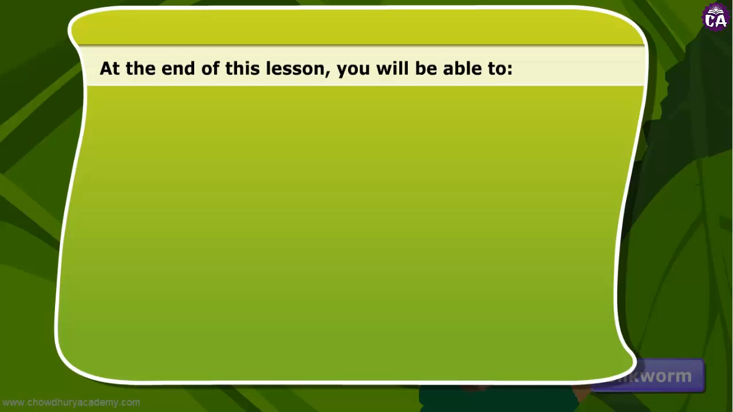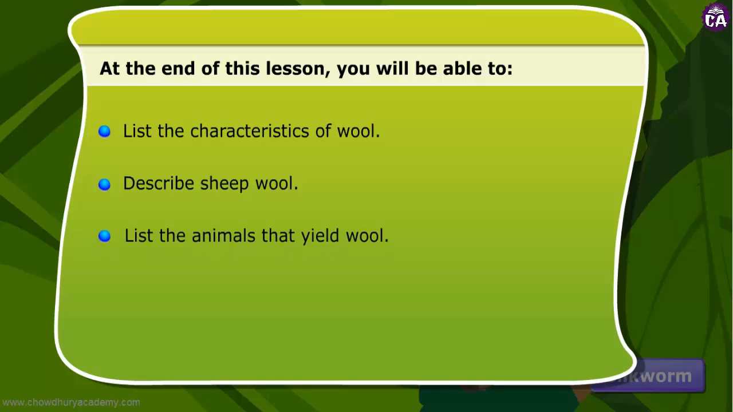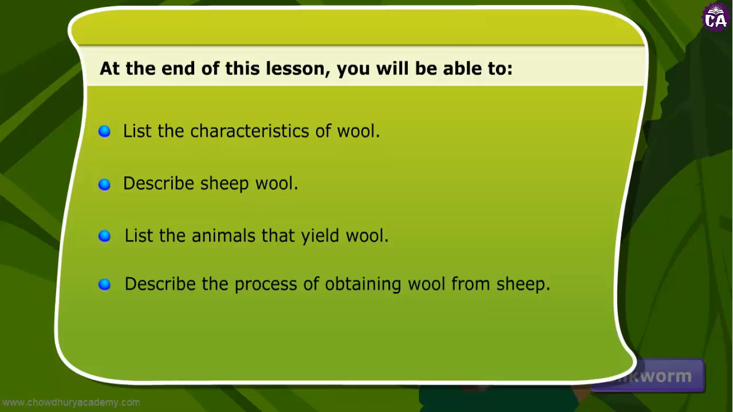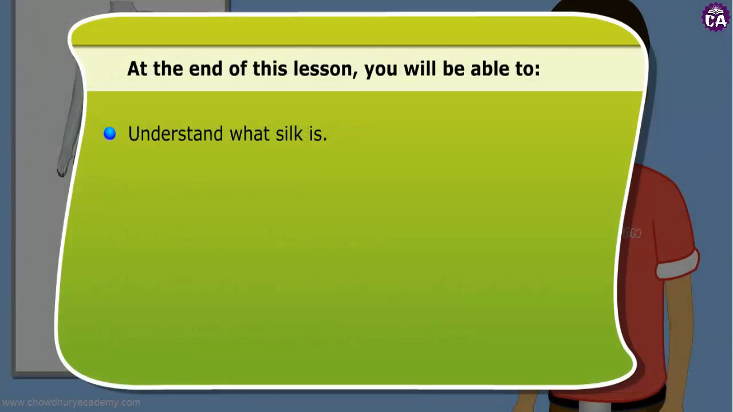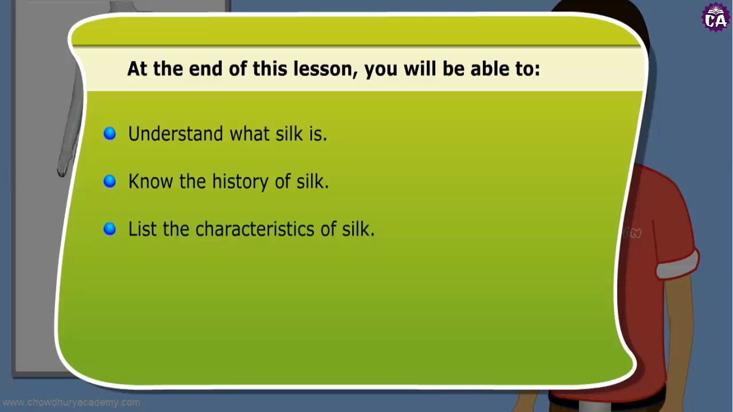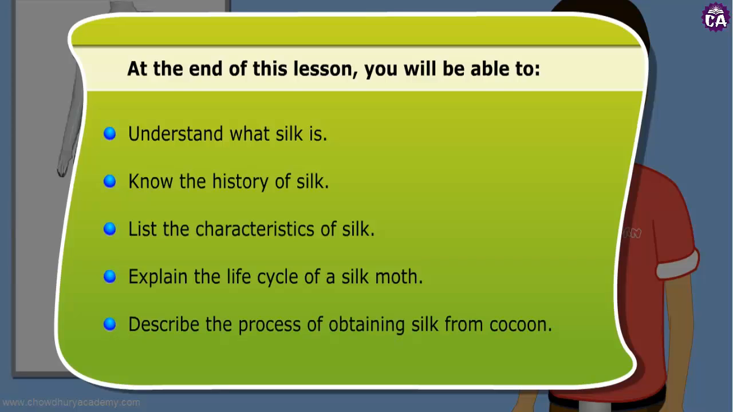At the end of this lesson, you'll be able to list the characteristics of wool, describe sheep wool, list the animals that yield wool, describe the process of obtaining wool from sheep, explain the processing of fibers into wool, understand what silk is, know the history of silk, list the characteristics of silk, explain the life cycle of a silk moth, and describe the process of obtaining silk from cocoon.